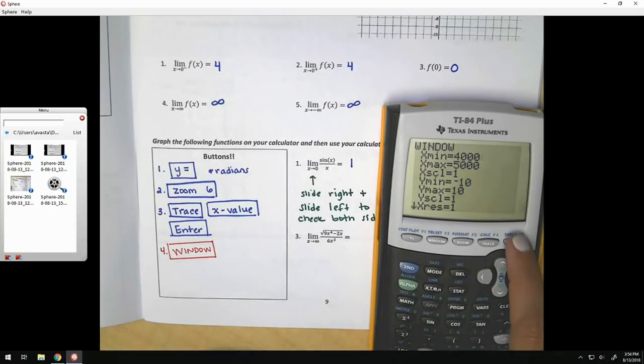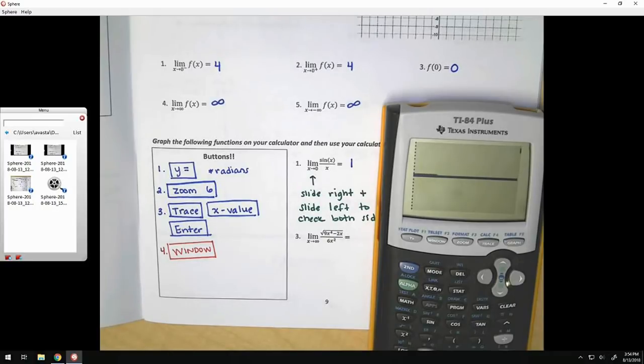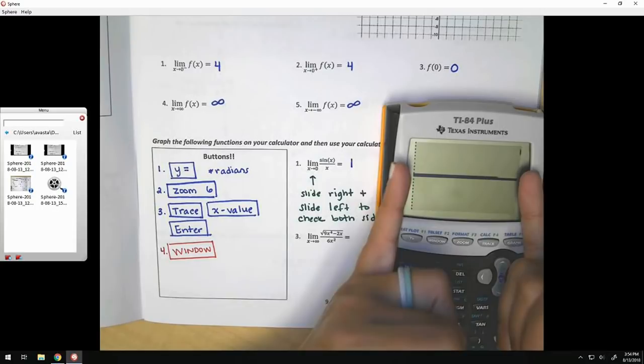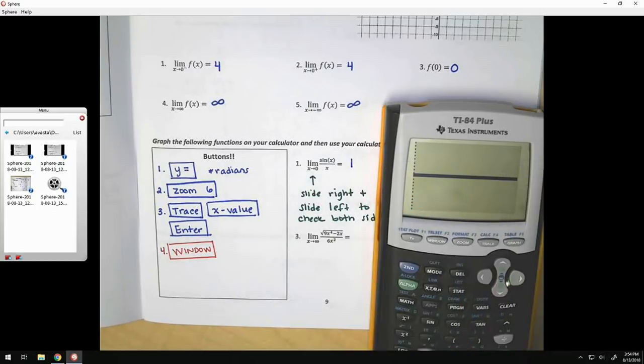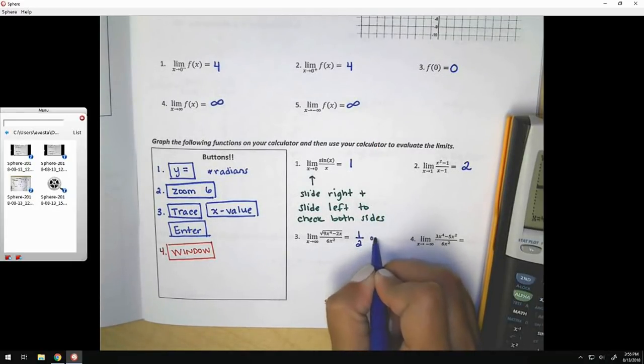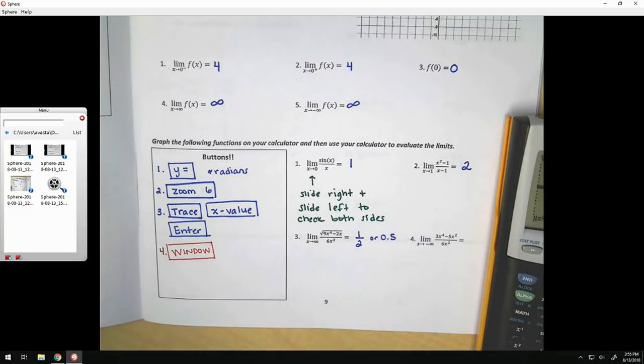Now I'm going to click graph to see that graph again. What I'm looking at here is the part of the graph that starts at 4,000 on this side and ends at 5,000 on this side. I'm going to click trace and start sliding over. It looks like no matter what x value for these really big numbers I'm picking, the y value is 0.5. So my guess would be that my answer here would be 1/2 or 0.5.